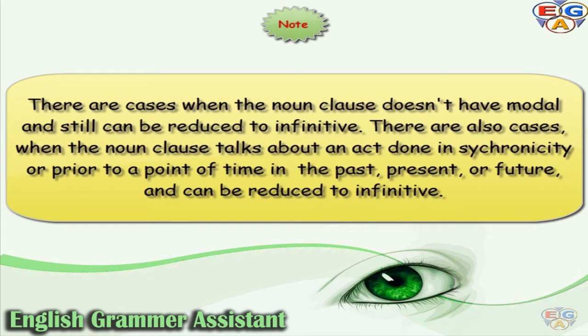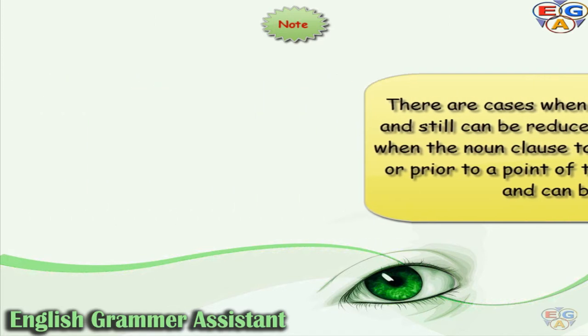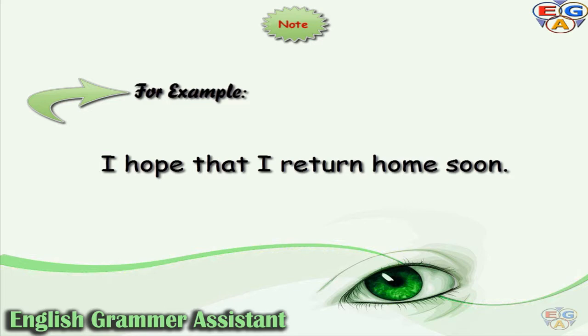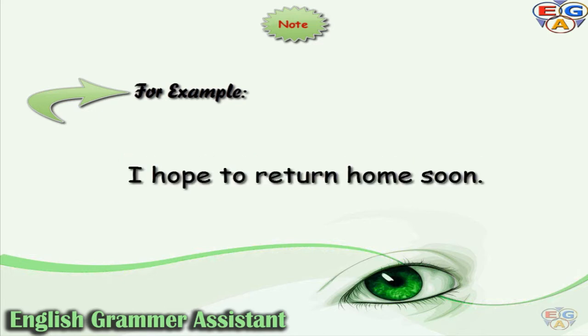There are cases when the noun clause doesn't have modal and can be reduced to infinitive. There are also cases when the noun clause talks about an act done in synchronicity or prior to a point of time in the past, present, or future, and can be reduced to infinitive. For example, I hope that I return home soon. The noun clause in this sentence doesn't have modal and can be reduced to infinitive. The new sentence after reduction is, I hope to return home soon.